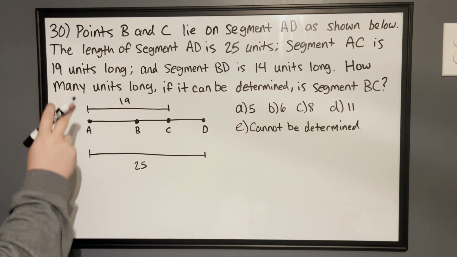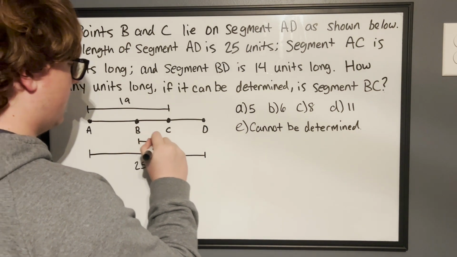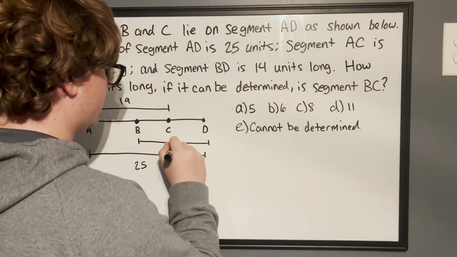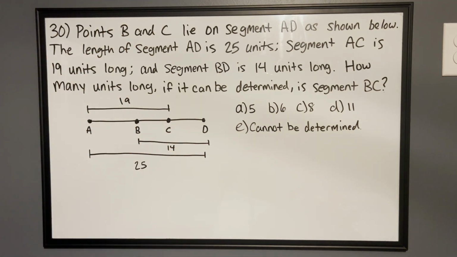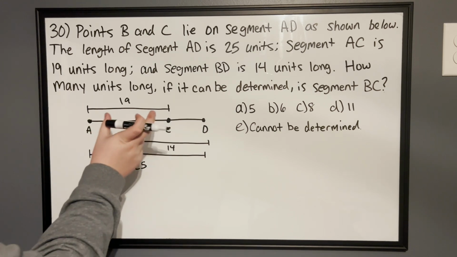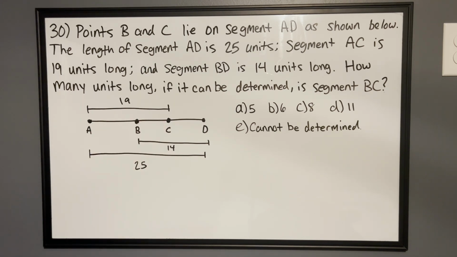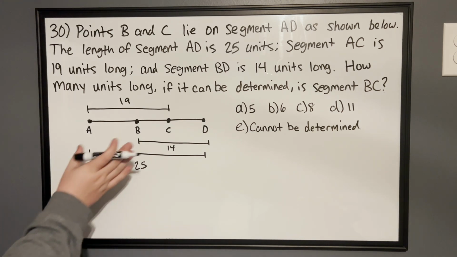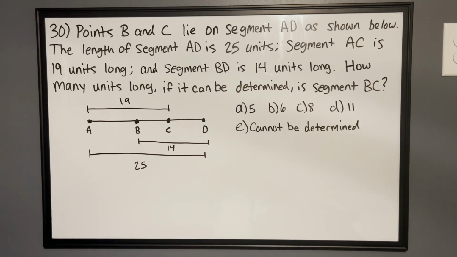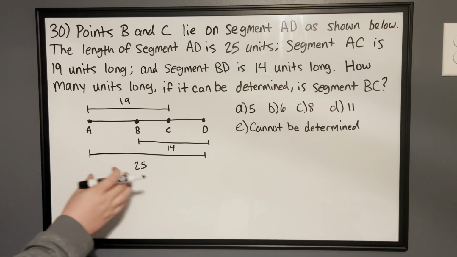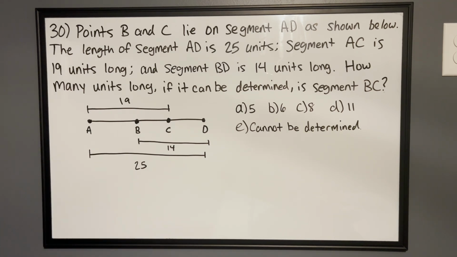And then we also know that BD is 14. So here to here is 14 units. So we want to figure out how long is BC. The easiest way we can do this is to treat these as 2 separate segments, and then however much their sum differs from this 25 is going to be the answer.